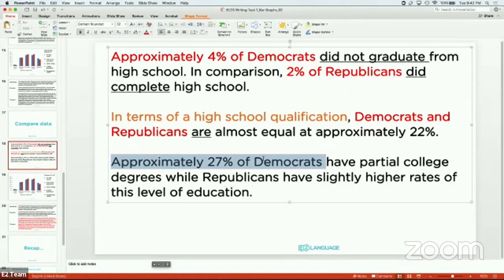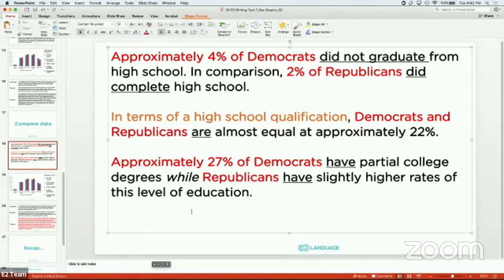So here's my subject. Approximately 27% of Democrats, there's my red one, have, there's my verb, partial college degrees. Then I coordinate it. I put two sentences together and then I say Republicans, there's my subject, here's my verb, have, it's the same verb, but that's fine, slightly higher rates of this level of education. That was a tough one.